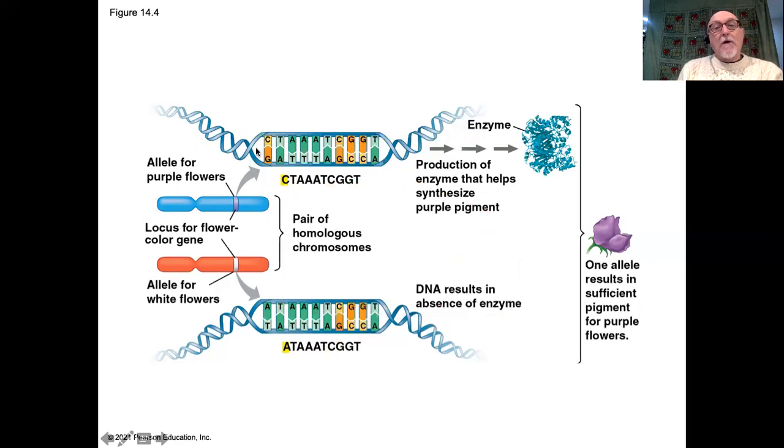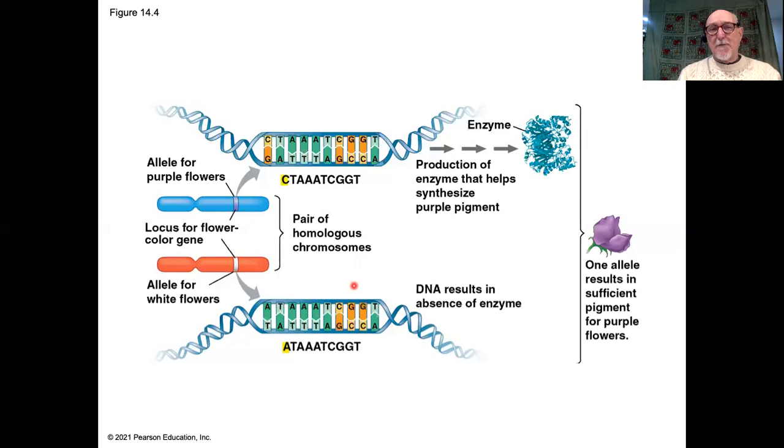If we have one copy of purple and one copy of the white allele together in the plant, it will be purple, because one working copy of the gene is sufficient to color the flower purple. If, on the other hand, we had two, if both genes were identical, it would still be purple. It's not going to be more purple. It's just purple.